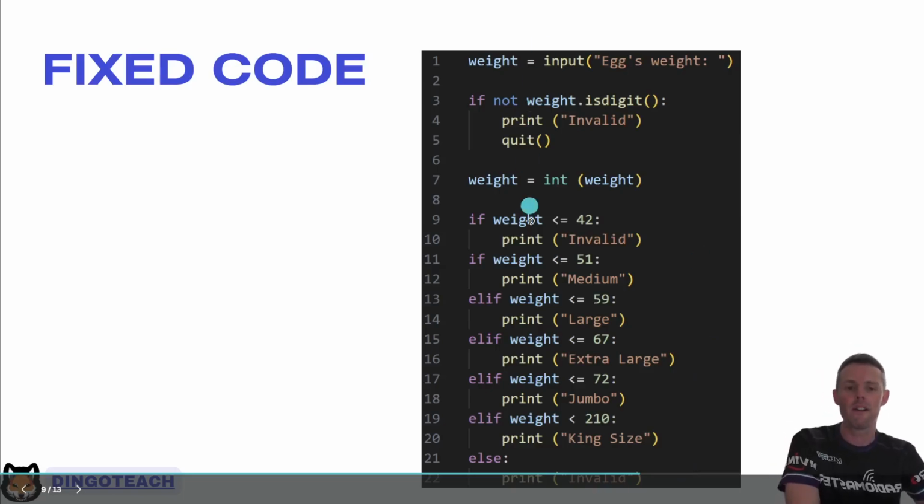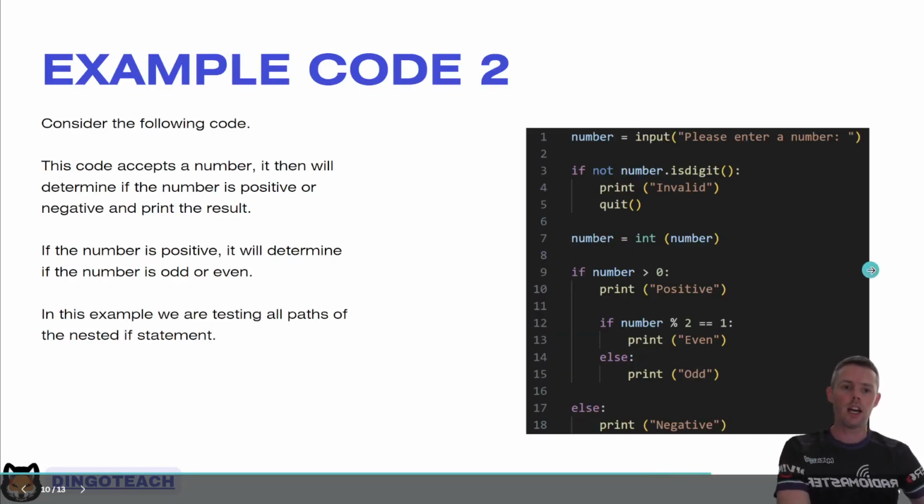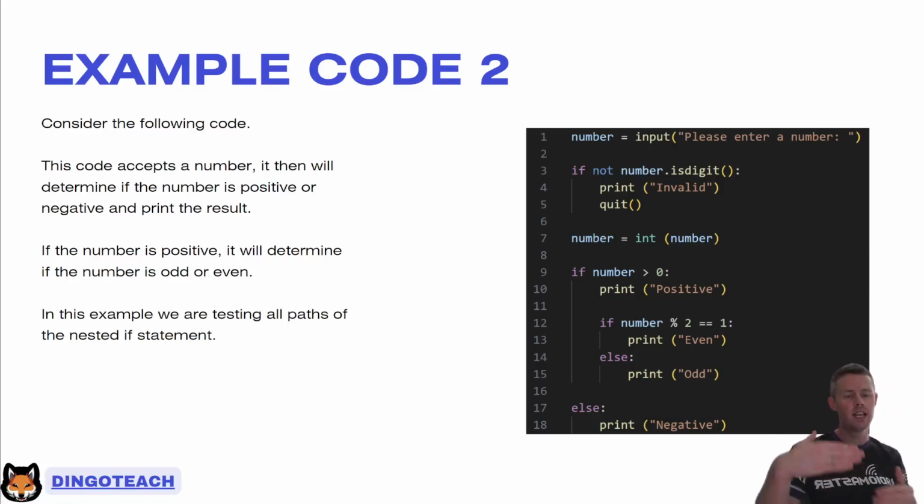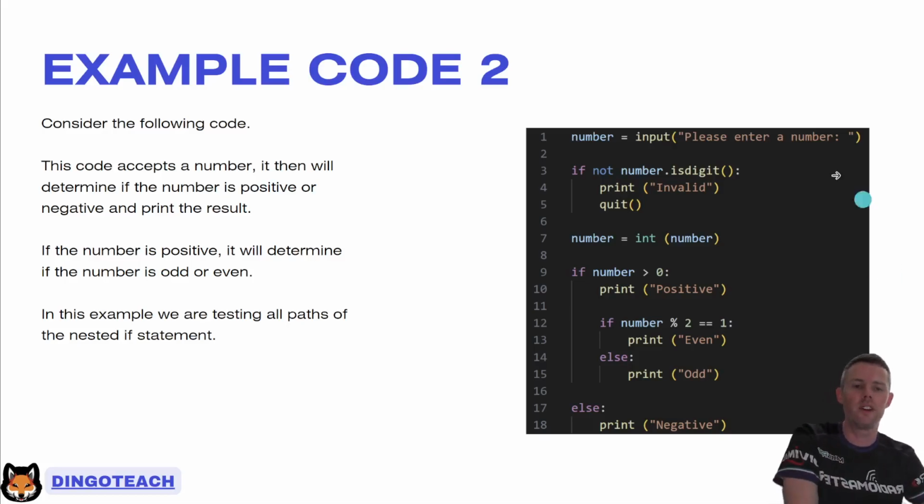So there we go. There is my fixed code for this one. Now I do have another quick example for you here, but this one, I'm not testing different values as such. What we're doing now is checking what's called nested if statements. So what this code should do is very similar to the first one.